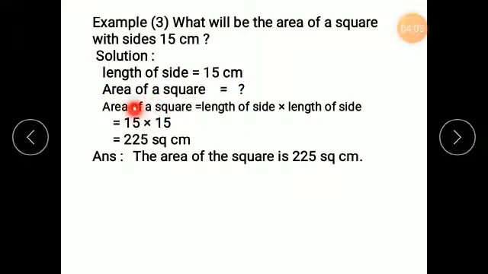We have to find out the area of a square. What is the formula? Area of a square is equals to length of a side into length of the side. So 15 into 15 will be 225 square centimeter. It is centimeter, that's why the area will also be square centimeter. So the area of the square is 225 square centimeter.